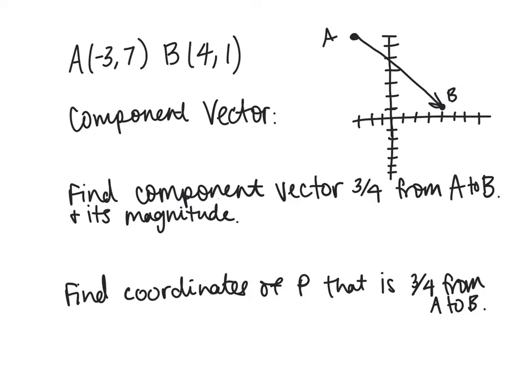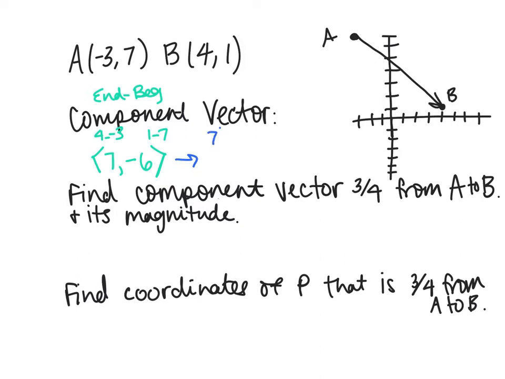So this problem starts out the same as the last one. We need to find our component vector. So remember, we do end minus beginning. So we start at A, end at B. So it's 4 minus -3 for the x coordinate, 1 minus 7 for the y coordinate. So our component vector is 7, -6.